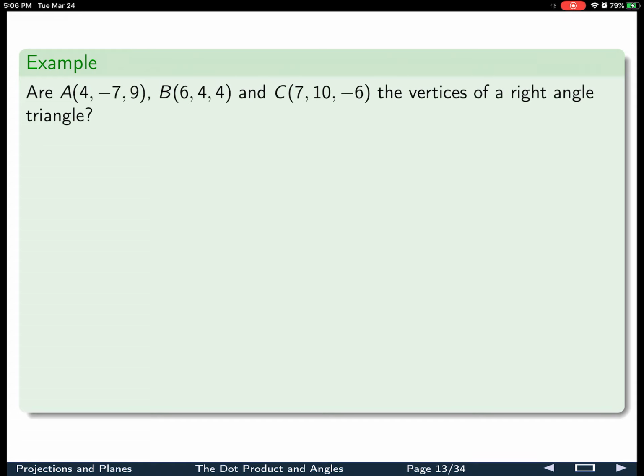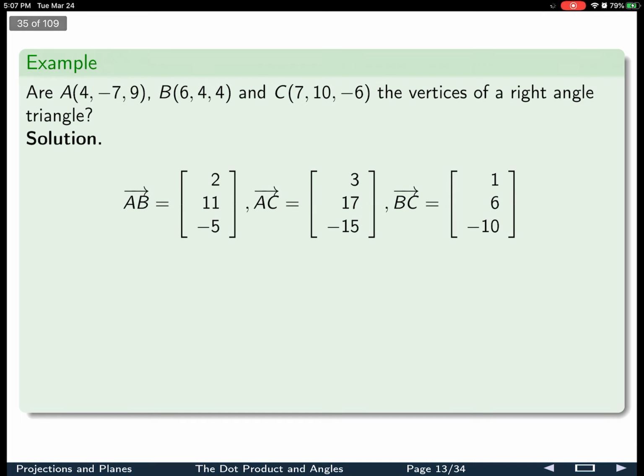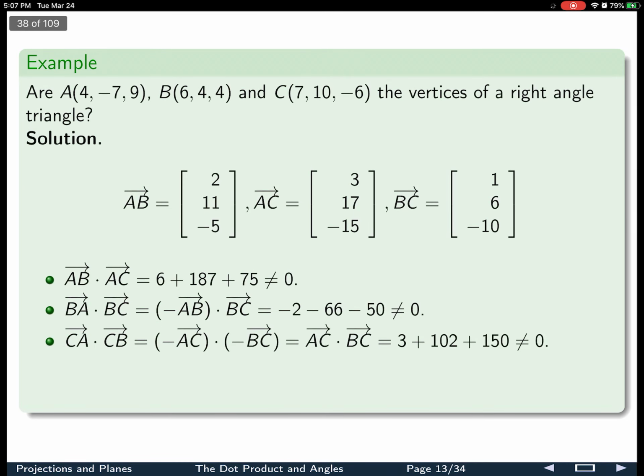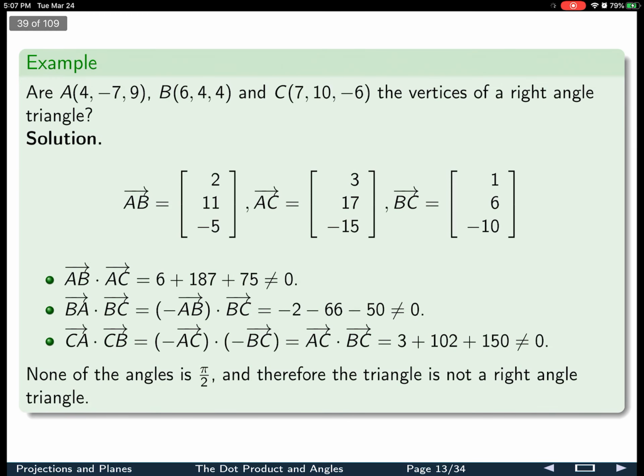Here we go. And if we wanted to figure out if these 3 points were the vertices of a right triangle, really all we'd have to do is do 3 dot products to see whether any of these sides actually were orthogonal to each other. So we create the 3 vectors that would go along each side connecting the vertices, and then take 3 dot products. None of them are equal to 0. So that triangle is not a right triangle.